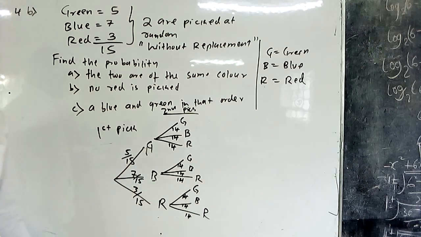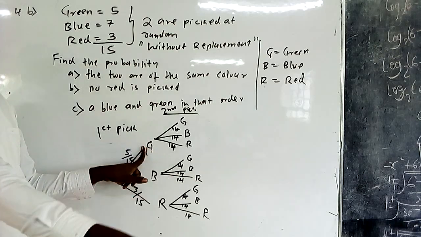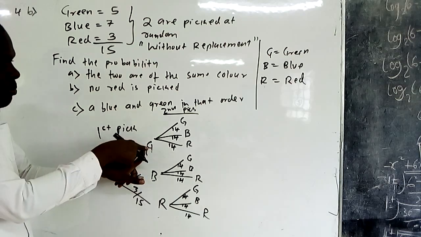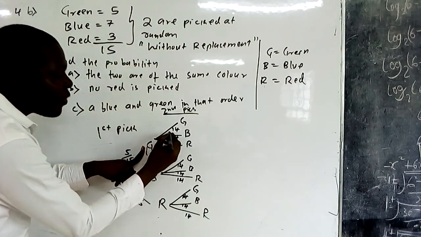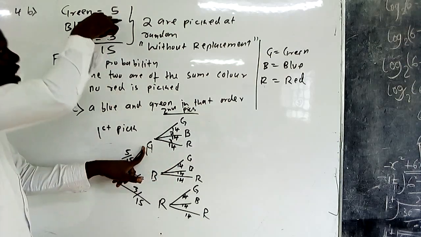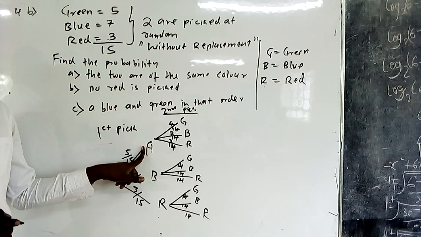Are we together? So if the first pick was green, only the number of greens has reduced, and the rest have remained the way they were. Blue remained 7, red remained 3. So green has reduced by 1 because you picked it in the first pick. Are you seeing that? Yes.